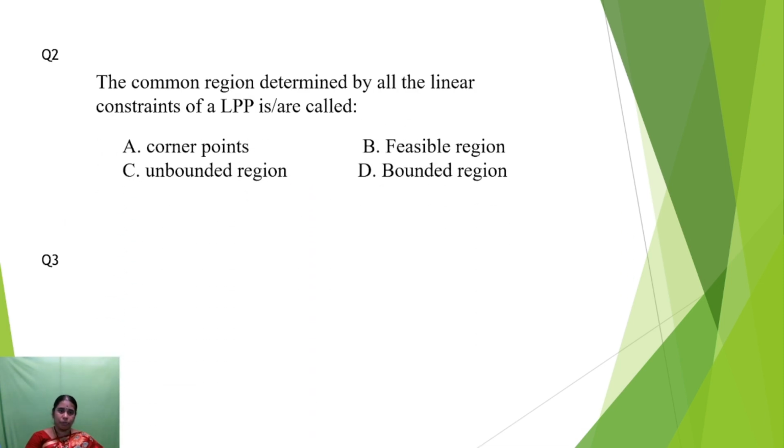Next, question number 2. The common region determined by all the linear constraints of an LPP is called a dash. This is nothing but a definition. The region determined by all the constraints is nothing but the feasible region.